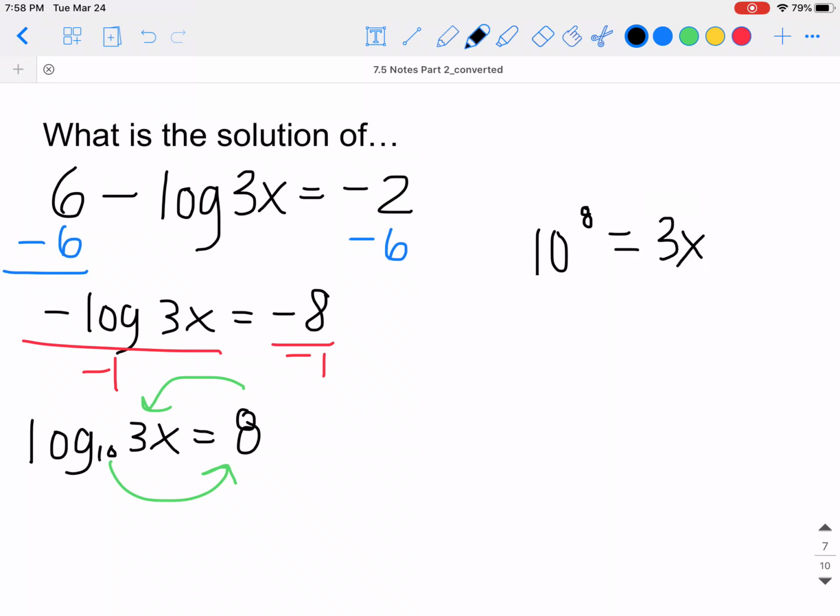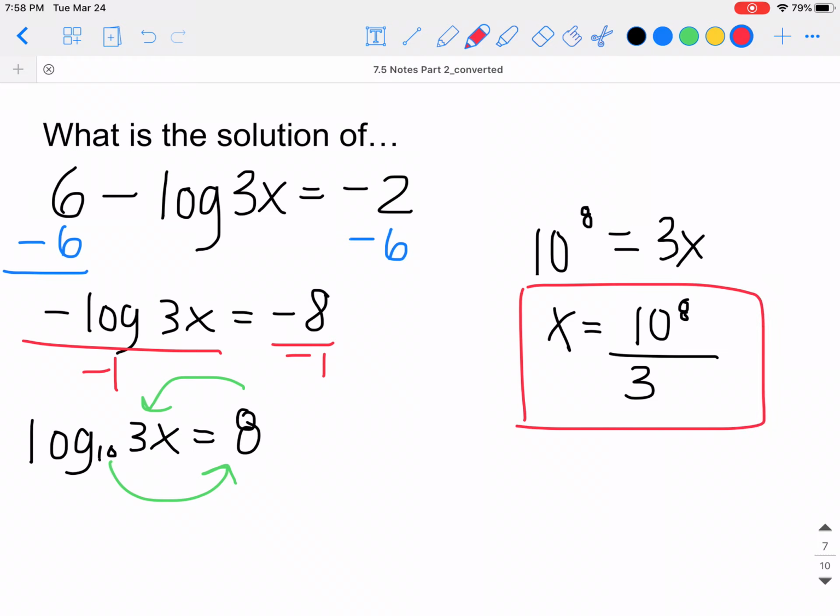To solve for x, we're going to divide both sides by 3, and we get x equals 10 raised to the 8th power over 3. This is going to give us a very big number, so you can just leave it like this for your final solution.